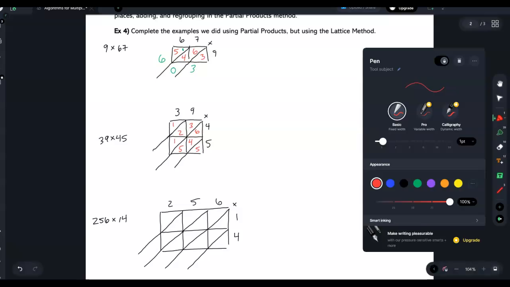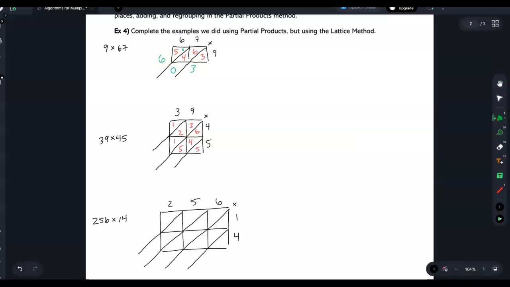And now I'm going to add along each diagonal. And this one I absolutely do need to do from right to left. So starting with this one, that would just be a 5. If I add up the numbers in the next diagonal, 6 plus 4 plus 5 would give me 15. So I'm going to write a 5. And then I'm going to regroup right here a 1 for the 15. So the 1 in the tens place there.